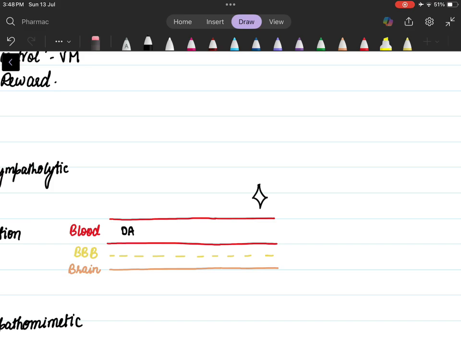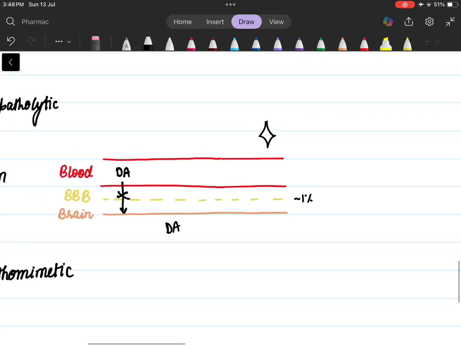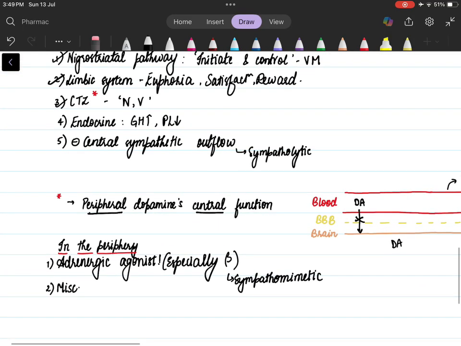Now, dopamine cannot cross the blood-brain barrier, right? If there is central dopamine and peripheral dopamine, the central dopamine, only about less than 1% of it can make it through, right? However, the CTZ is directly in contact with the peripheral blood. It's not separated from the rest of the blood by blood-brain barrier. So, peripheral dopamine has a central function of producing nausea and vomiting.